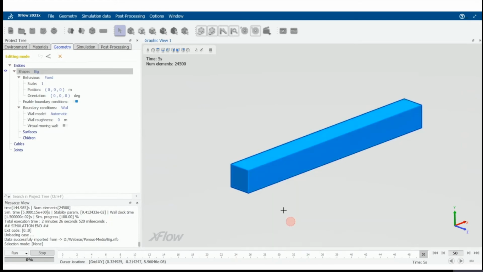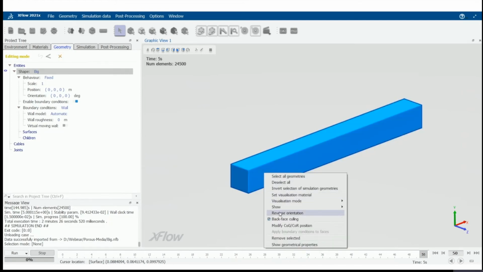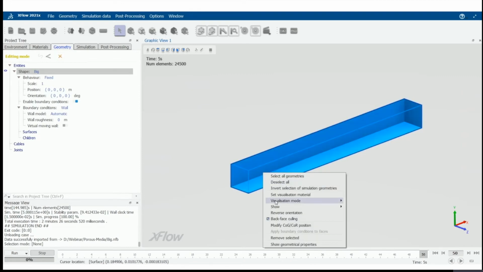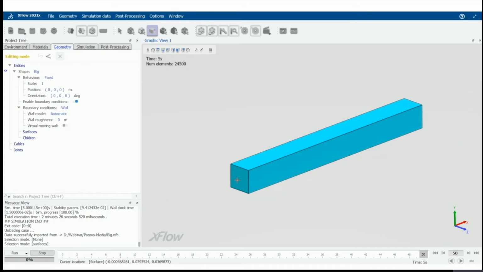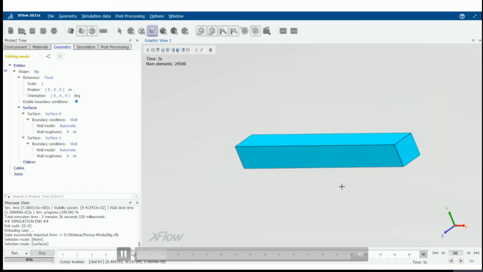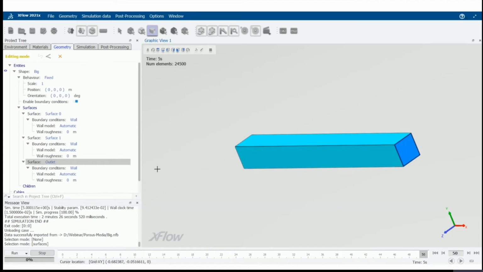Here, by right-clicking on the geometry, I can change the normal direction of my imported geometry. So the name of this geometry is shape. The boundary condition here is wall, but we can define other boundary conditions as well. So we select that surface by right-clicking and applying boundary conditions. We can do the same for the outlet. Come back to the left-hand side, rename the surface as outlet. So the boundary condition type in that region is outlet.